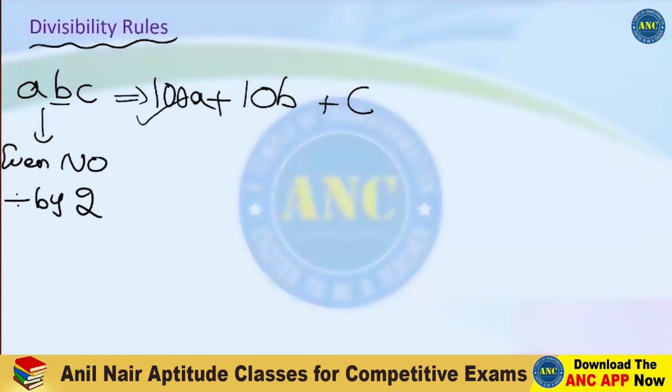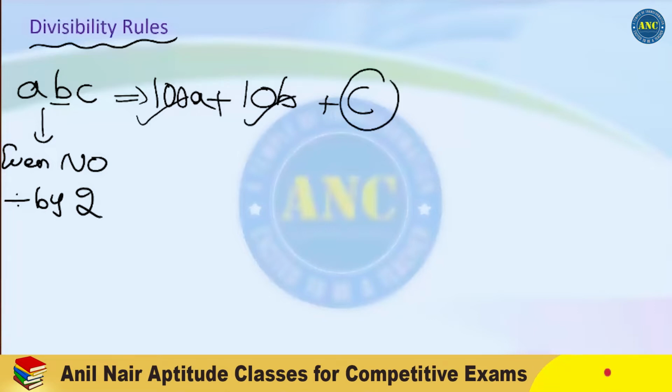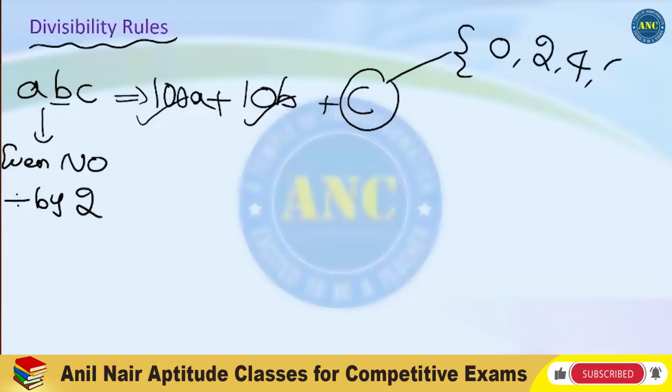100A is divisible by 2. 10B is divisible by 2. C should also be divisible by 2. That means C can take 0, 2, 4, 6 or 8. That means even for a 3-digit number to be an even number, the unit digit has to be an even digit.